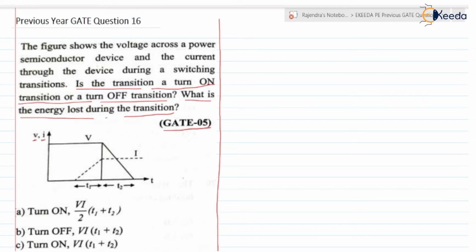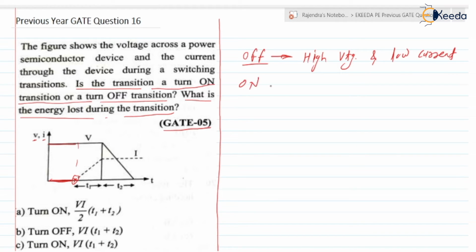V is the voltage across the device, and I is the current flowing through the device. If we check here, before this instant the current is zero. Current zero means our device is in an off state. Before this instant the voltage across the device is also high. The meaning is our device is in an off state, because when a device is in an off state, it is represented with high voltage and low current. Strictly speaking, the current should be zero.